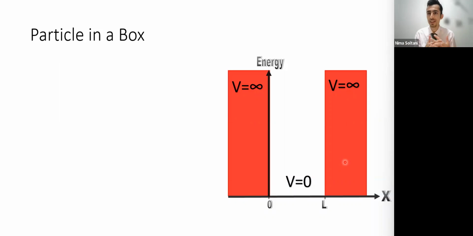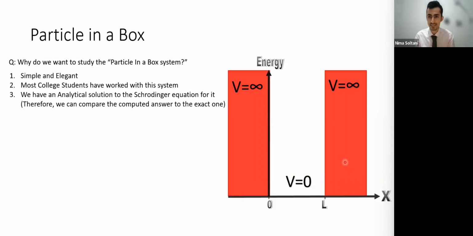You can go ahead and solve the Schrodinger equation for this system. But before that, you might ask, why do we need to solve this system? What's nice about this system that we want to solve it? Well, first, it's a simple and elegant system. Most college students have heard or worked with it at least once. And we have an analytical solution to the Schrodinger equation for it, which is very important because we have an exact analytical solution that we can compare our computed answer to, which is a nice feature.